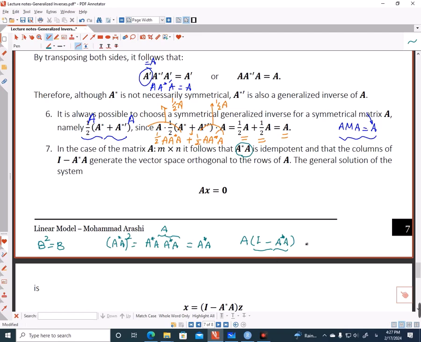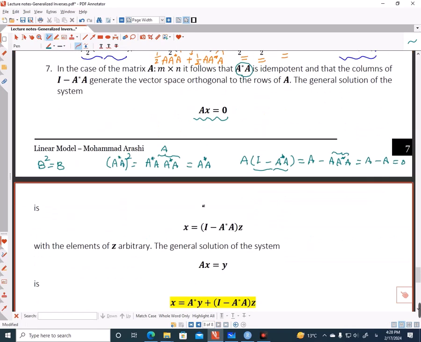Now let's do the multiplication. We have A minus A star A. According to the definition of generalized inverse, since A star is the generalized inverse of A, I can write the second one as A, and it is then equal to 0. So it makes a vector space orthogonal to the rows of A. Then we can conclude that the general solution of the system Ax equal to 0 is given by this formula.